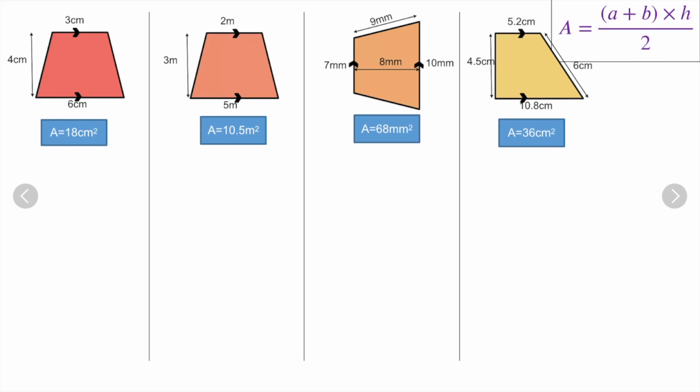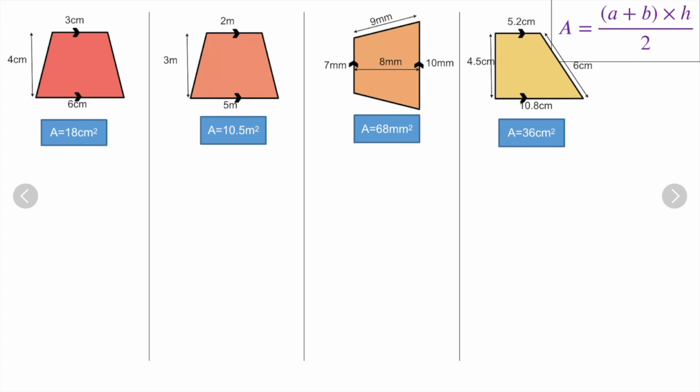For the third question, you'll see that these two are the parallel sides. So I'm doing 7 plus 10, which is 17, multiplied by the height. This question is simply a trapezium turned on its side. Remember, this is not the height we're using. We must use the perpendicular height, which is the one that meets at a right angle. So 17 times 8, half it, gives me 68.